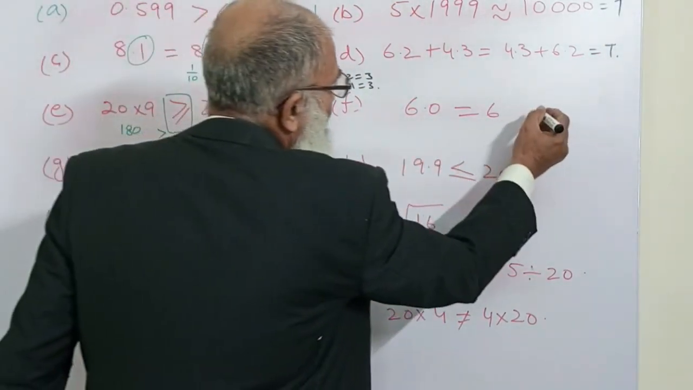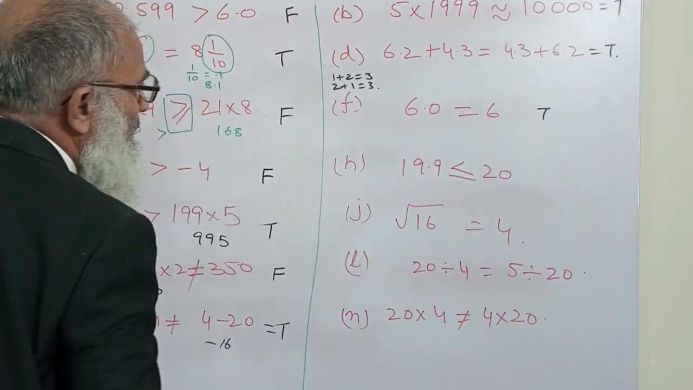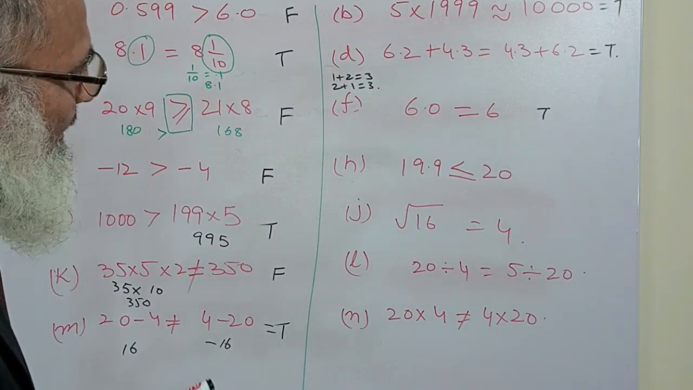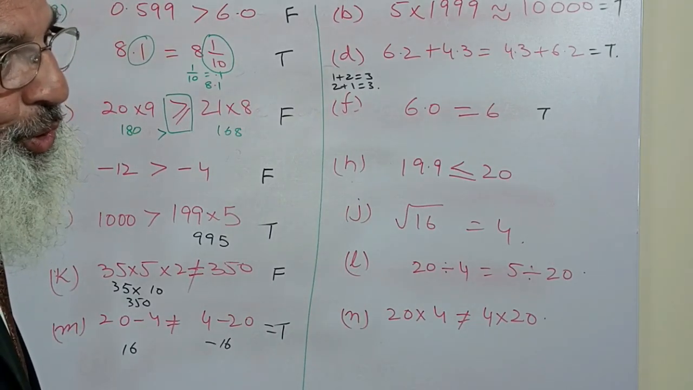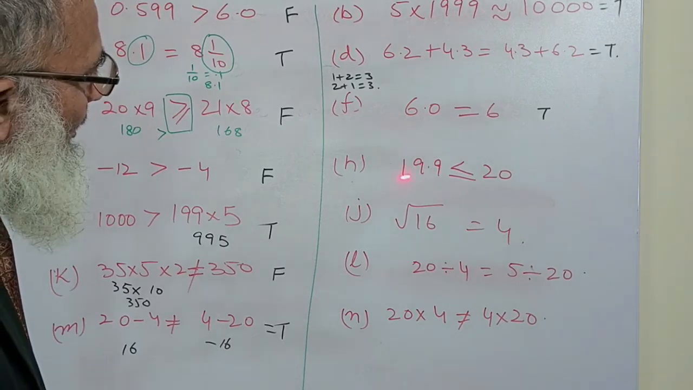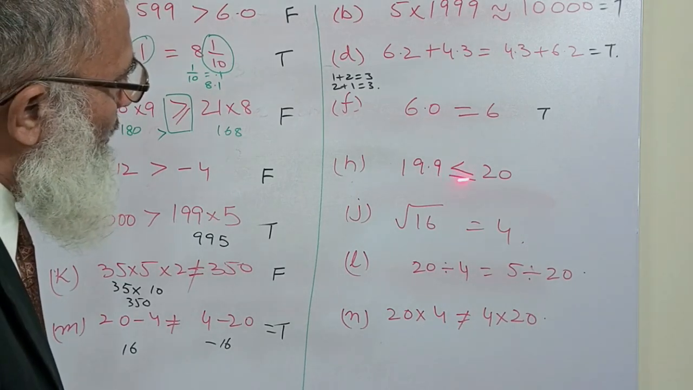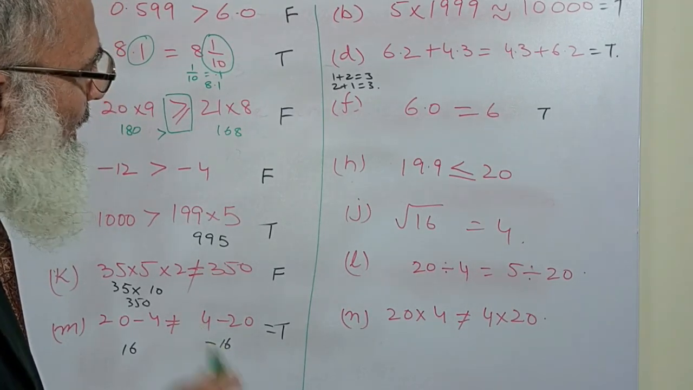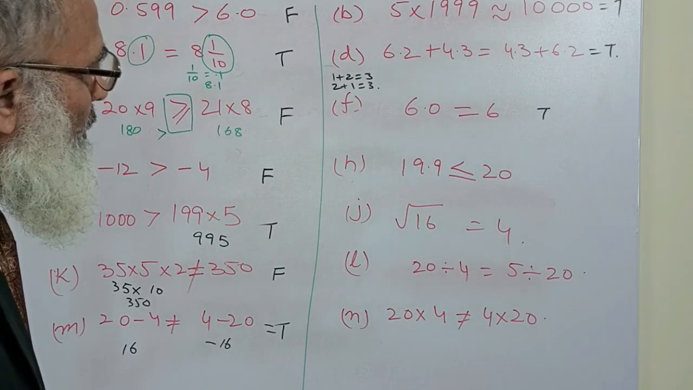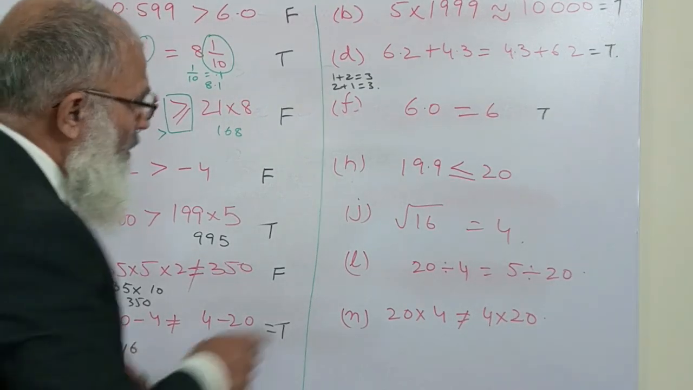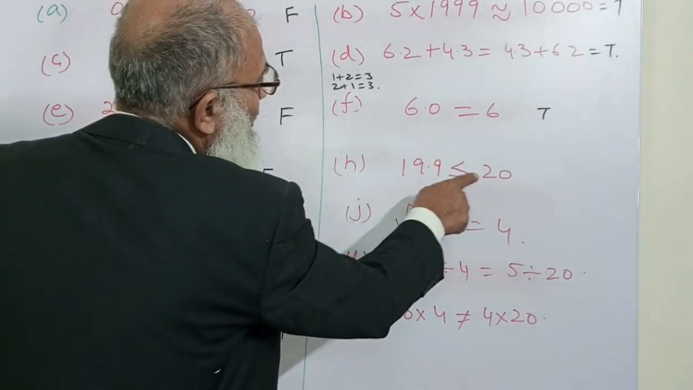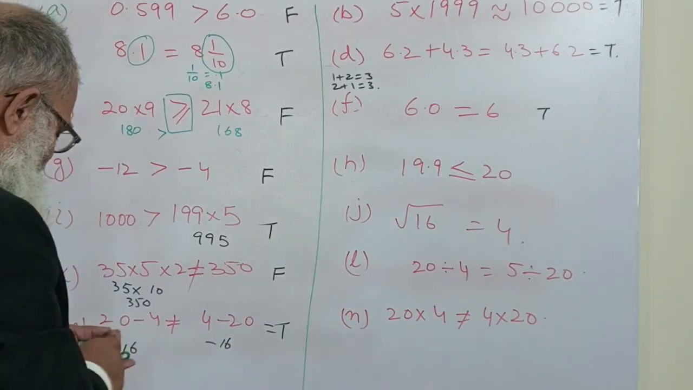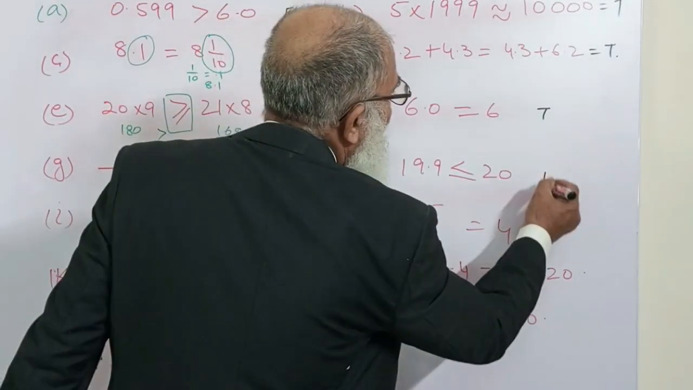This is again true. 6 is equal to 6. 19.9 is less than or equals to 20. So only one condition is being satisfied over here. The second condition is not being satisfied. So this is false. Because 19.99 is only less than 20. It is not equal to 20. Therefore, we write false over here.